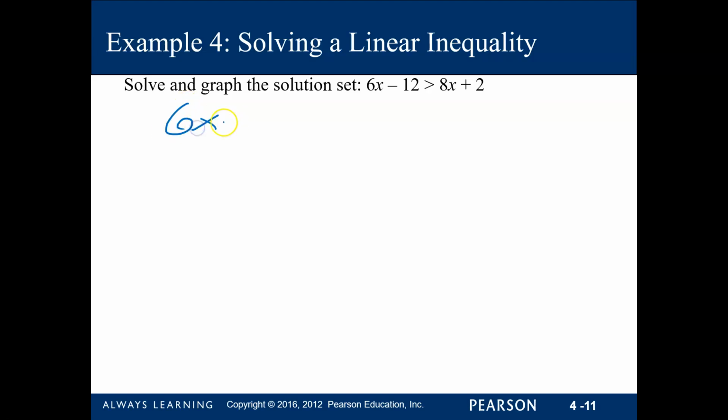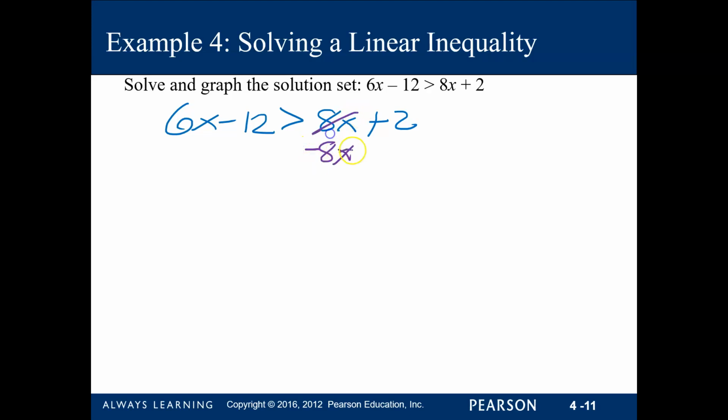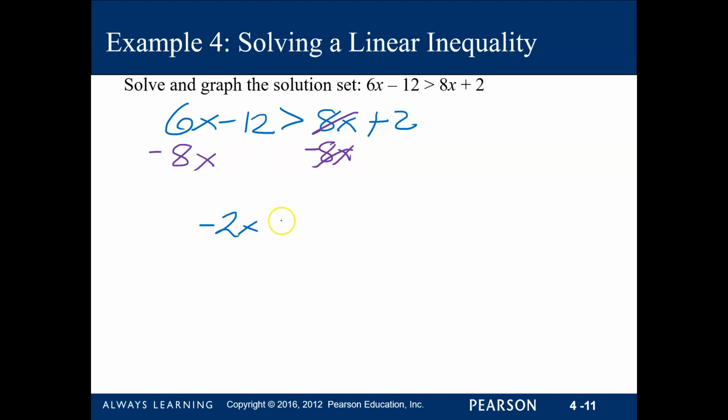So in this case, 6x minus 12 is greater than 8x plus 2. We want our variables to be typically on the left side. So we can transfer positive 8x. We will subtract 8x here, so this is going to be 0 minus 8x. And so now the left side will have 6x minus 8x, which is negative 2x, minus 12 is greater than positive 2.